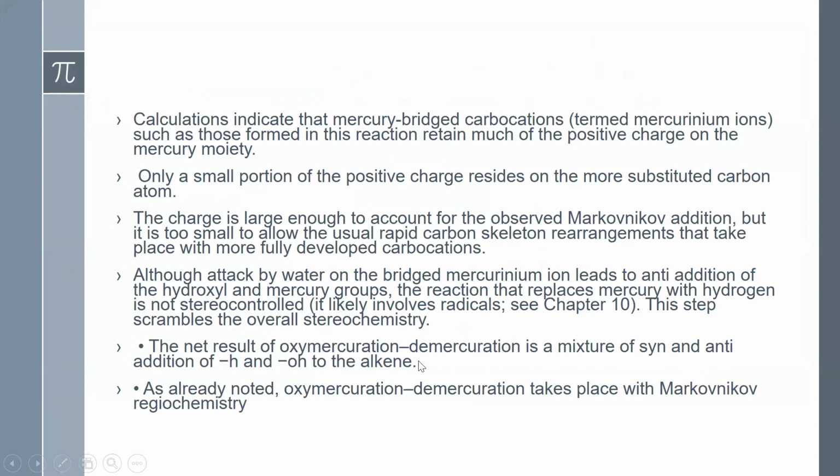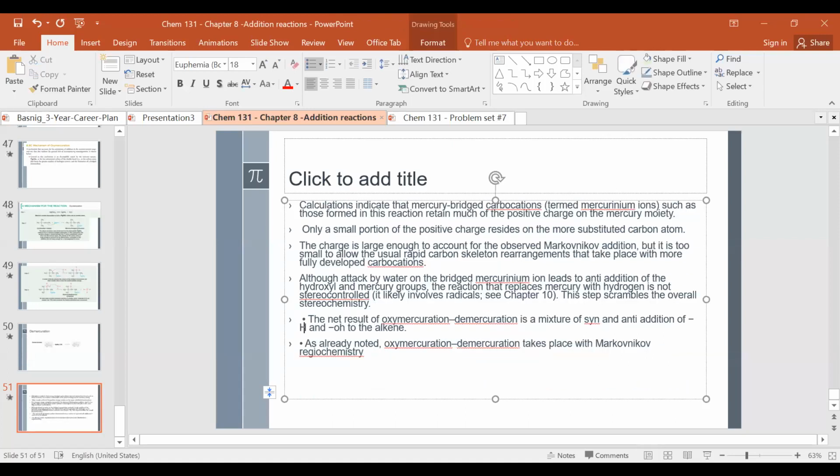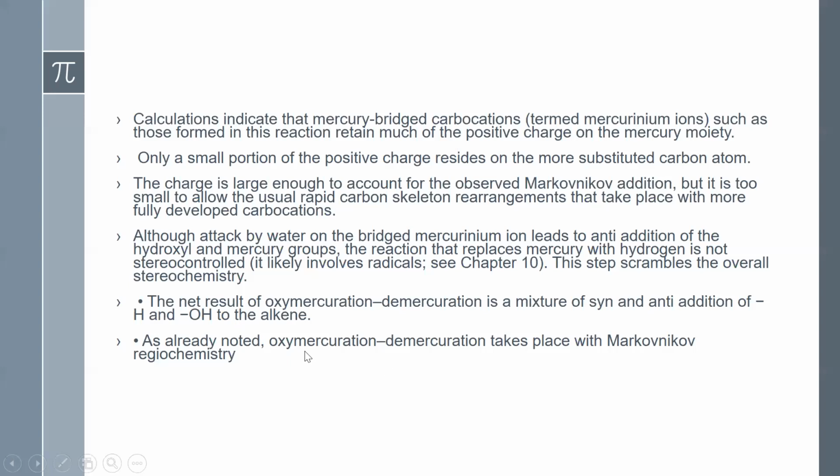And of course, the net result of the oxymercuration is a mixture of syn and anti-addition of hydrogen and OH. So despite that, you get a mixture of syn and anti here. And as already noted, oxymercuration takes place with Markovnikov orientation. Okay, that ends our discussion for today.